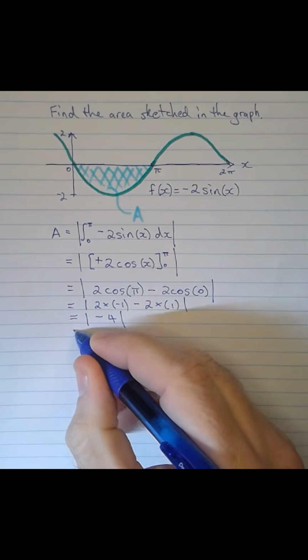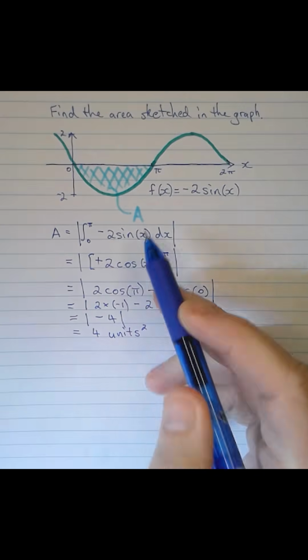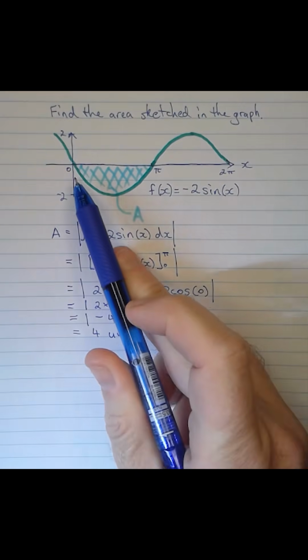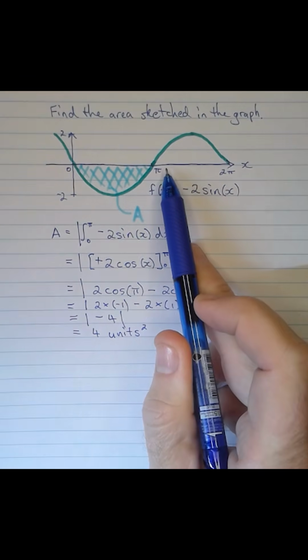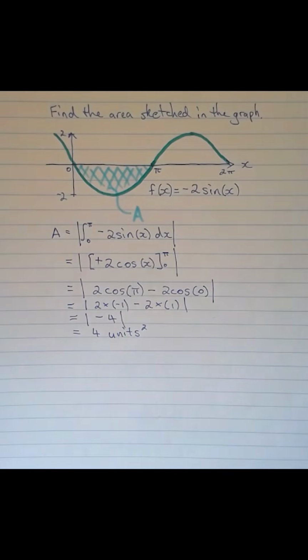Absolute value signs, get rid of that, and we get our result that the blue shaded area up the top here between -2 sine x, the x-axis, and these endpoints x equals 0 and pi is 4 units squared.